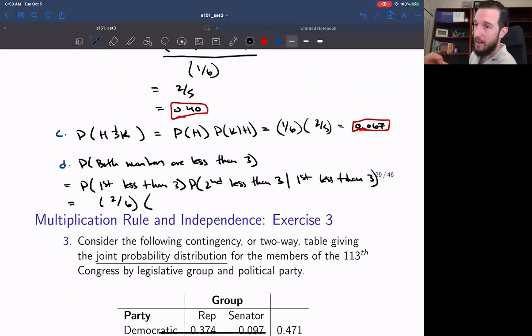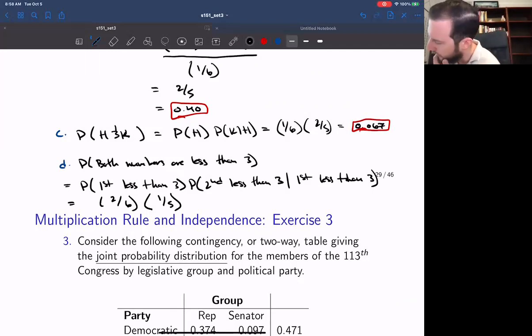The probability the second number is less than 3 then has to be 1/5, because on the first attempt we picked one of the numbers less than 3 and then we have reduced the size of the space, since we can't pick the same number again. So we have a 2 out of 6 chance of selecting a 1 or a 2, and then depending on which number we select, we have a 1 out of 5 chance of selecting the other number that's less than 3. So that gives us 0.067.